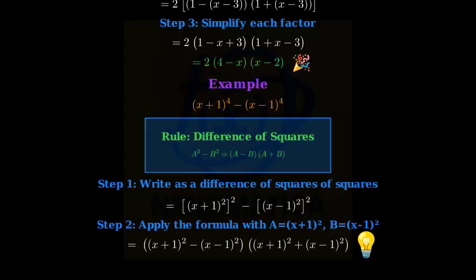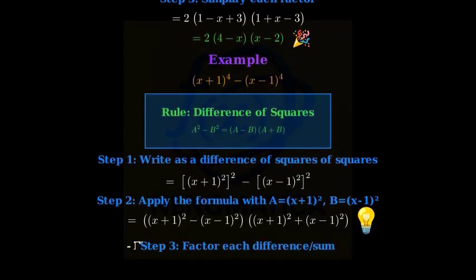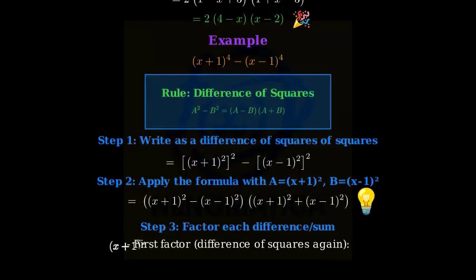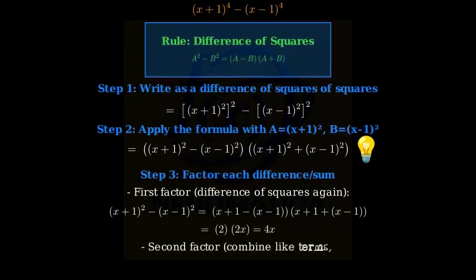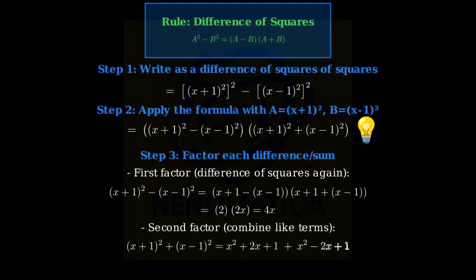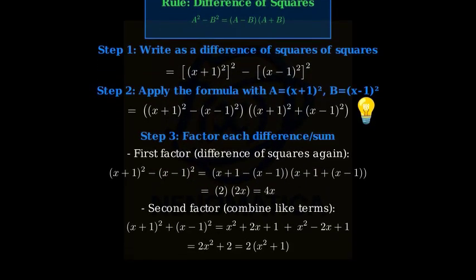Now for step 3, we need to simplify each factor. Let's start with the first factor. This is again a difference of squares, so we can apply the same formula. We get the quantity x plus 1 minus the quantity x minus 1 multiplied by the quantity x plus 1 plus the quantity x minus 1. Simplifying these, we get 2 multiplied by 2x, which equals 4x.